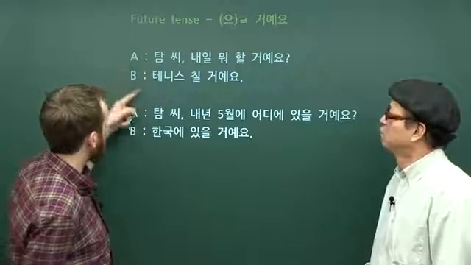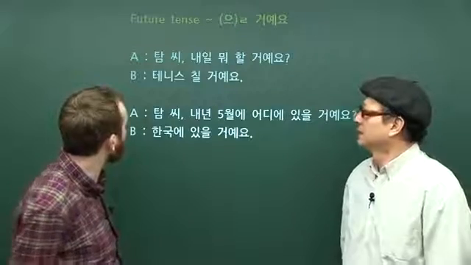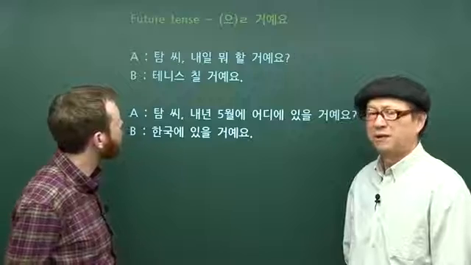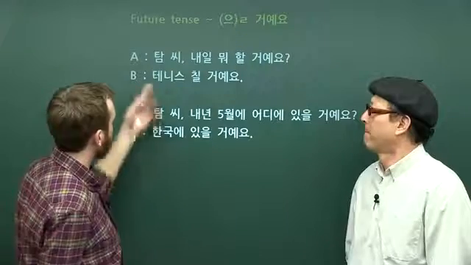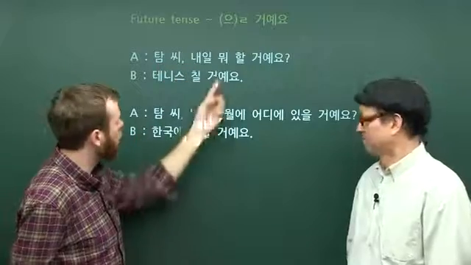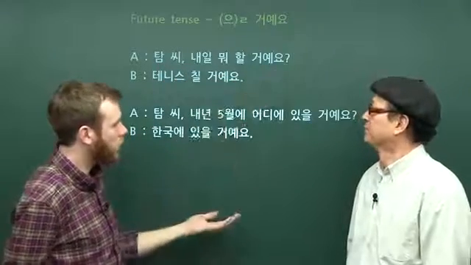So in our first example, Robert, what do we have? 탐씨 내일 뭐 할 거예요? All right, so our friend Tom again. The question is, Tom, 내일, tomorrow, 뭐 할 거예요? What will you do tomorrow?